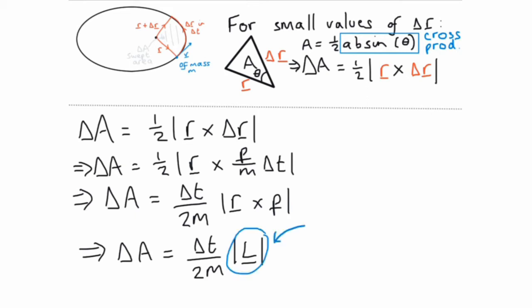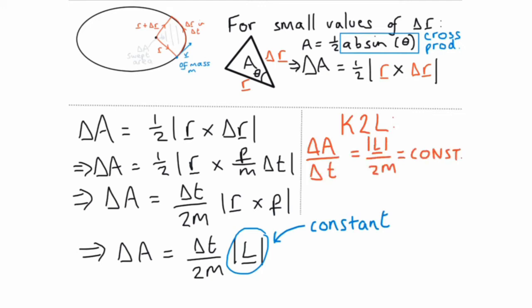Angular momentum L is constant since the gravitational force acting on the planet is central. This means delta A over delta T is also constant, which is Kepler's second law. In other words, the second law of Kepler is a consequence of the conservation of angular momentum under a central force and is independent of the mass of the planet orbiting.